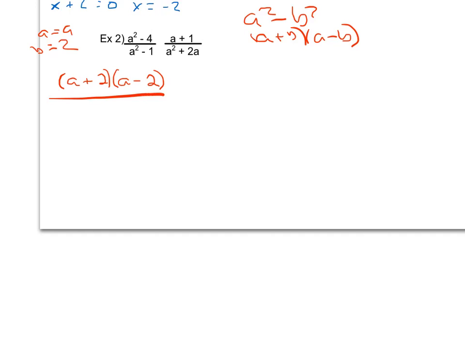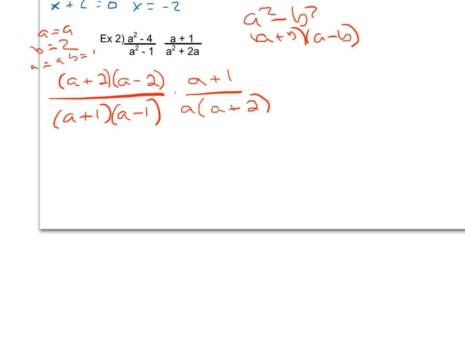And I'm running into the same situation on the bottom, a squared minus 1. So now my a is still going to be a, but now my b is going to be 1, because 1 is a perfect square and so is a squared. And I get a plus 1 times a minus 1. a plus 1 is a binomial. There's no GCF and it's not perfect square minus perfect square, so it is not factorable. Remember, not everything is factorable. a squared plus 2a has a common factor of a. It has a GCF, so I'm going to take my GCF out and I'm left with a plus 2.